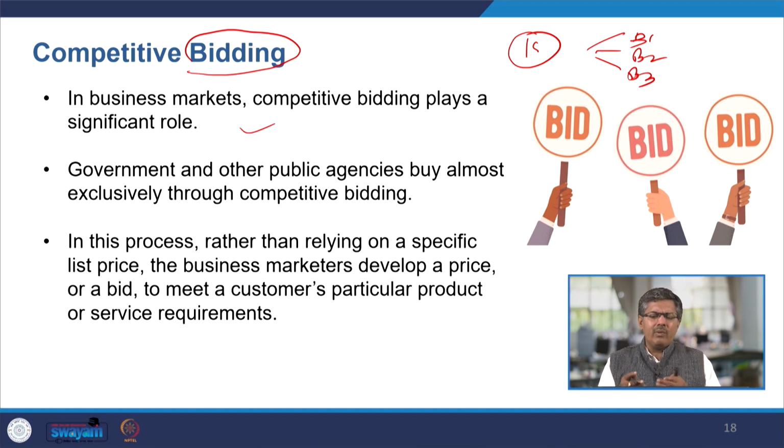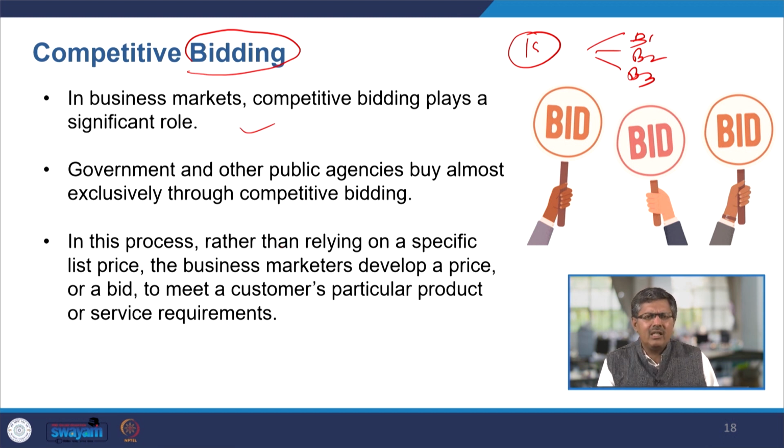Similarly, the vice versa is also possible, that there is only one buyer and there are multiple sellers. So, the seller selling at the lowest price will be selected by the buyer in that case. Government and other public agencies buy almost exclusively through competitive bidding. Why? This is to make it an unbiased, free and fair process. The government and other agencies try to go through this competitive bidding.